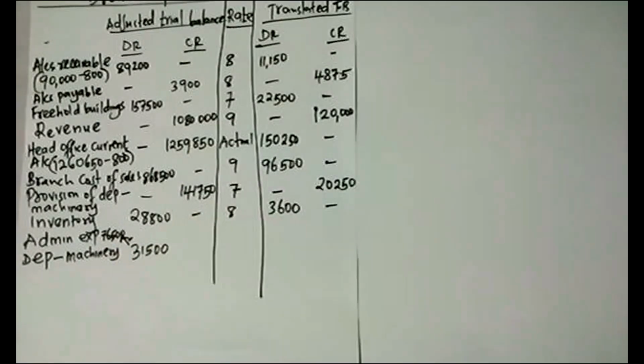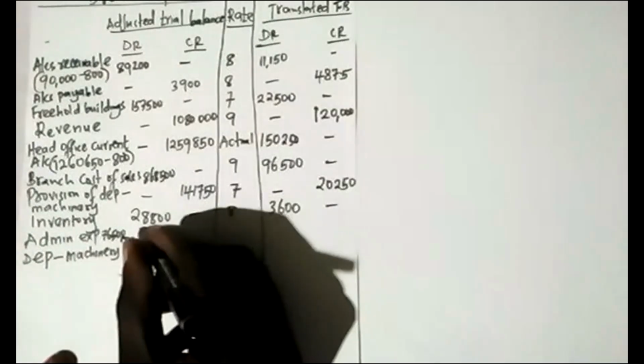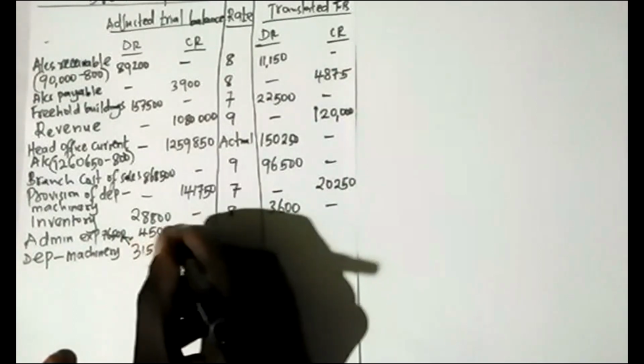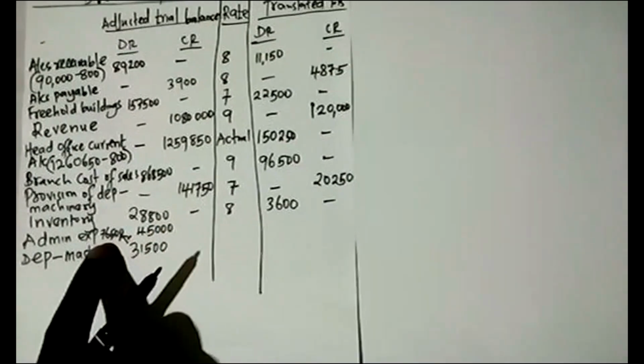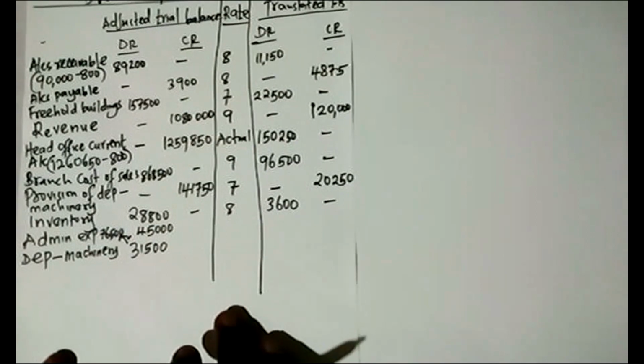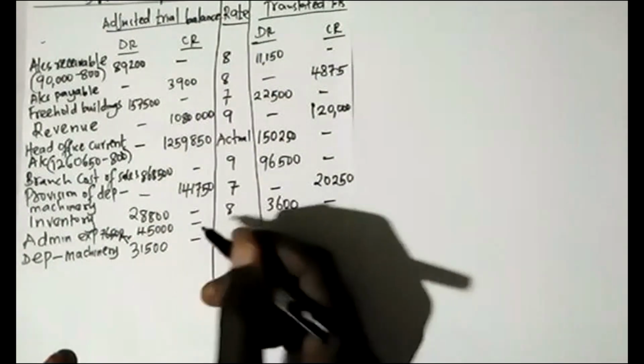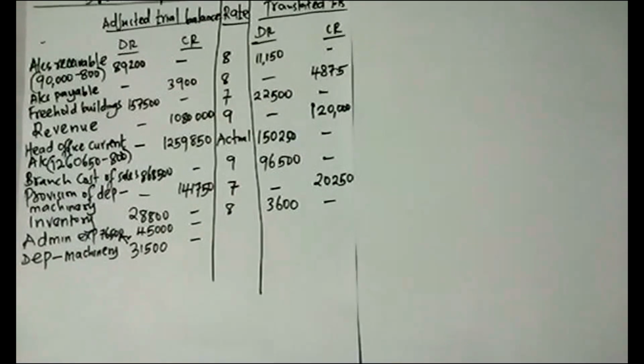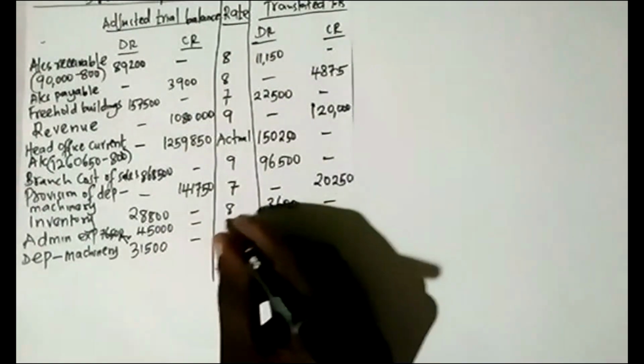So you have to minus the 31,500. So if I take the 2 and I subtract, I'm getting 45,000, because this one was inside this 76,500. So the rate to use for the admin is the average, which is 9.